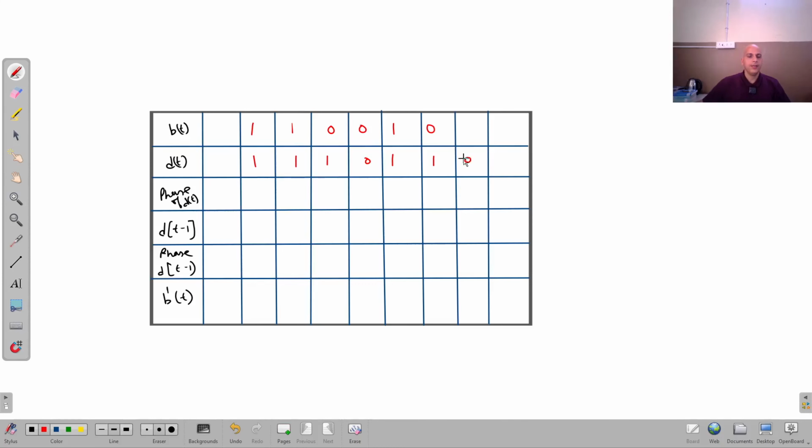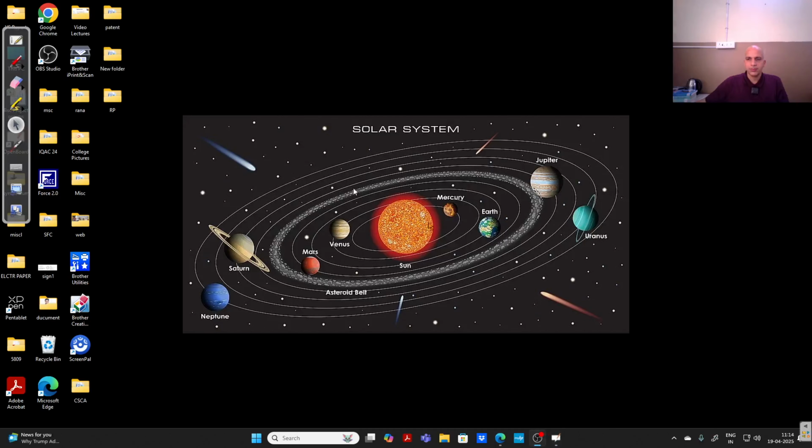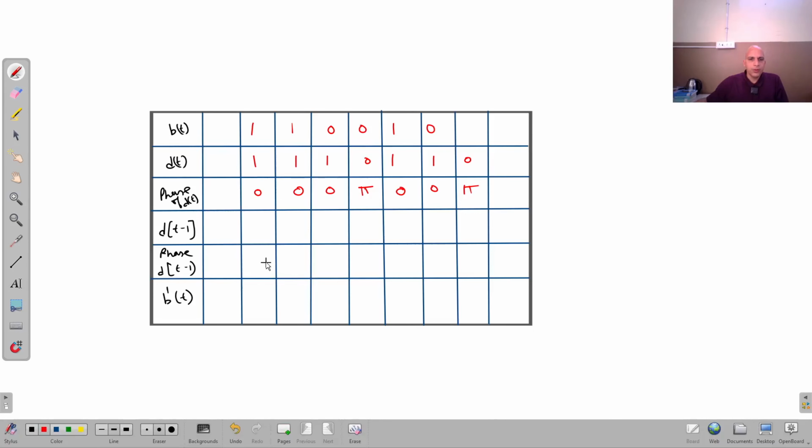111010, right? What was the phase of this dt? We have seen it is 0 0 0 pi 0 0 pi, right? So you can see here. Now what is dt minus 1? dt minus 1 is this bit delayed by 1 bit duration.